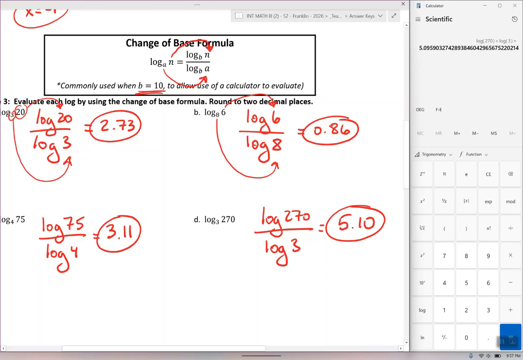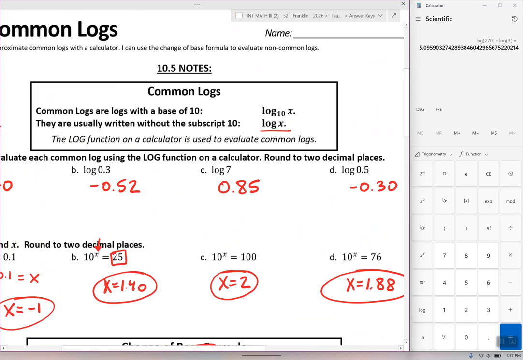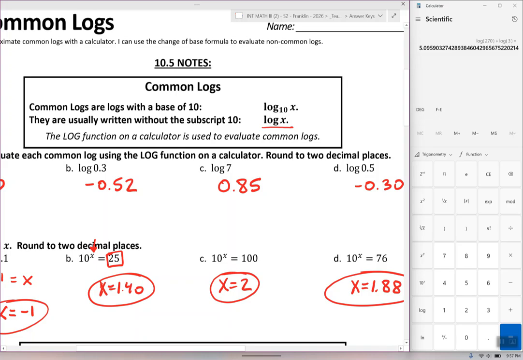So the log function on your calculator is how you evaluate common logs, logs base 10.